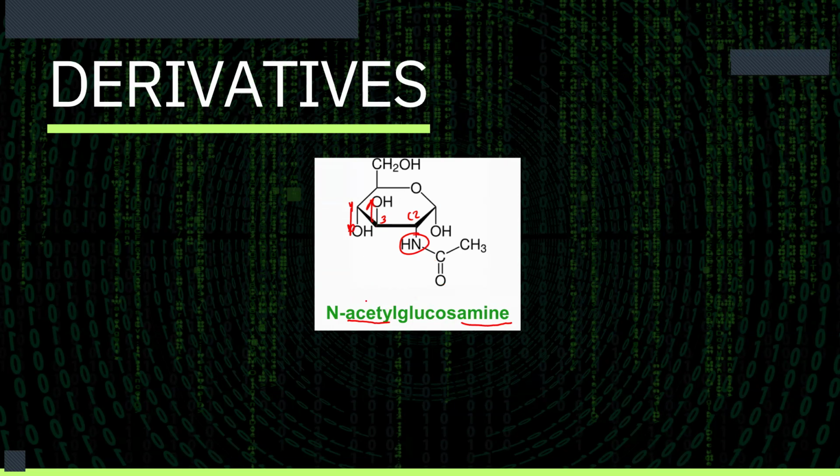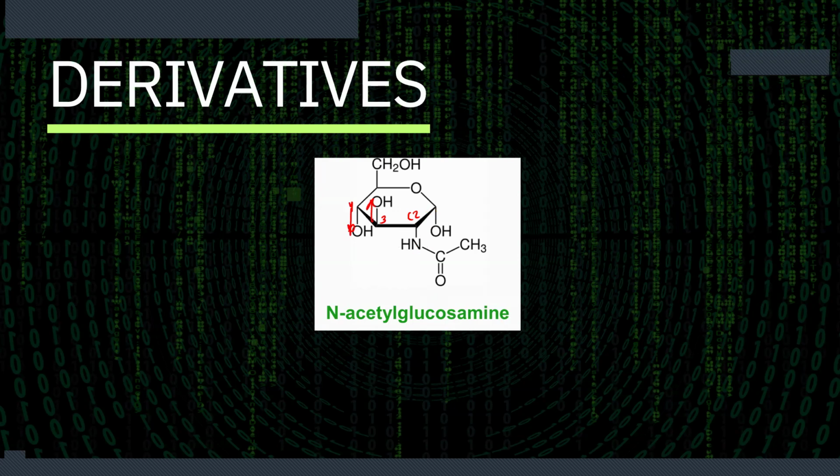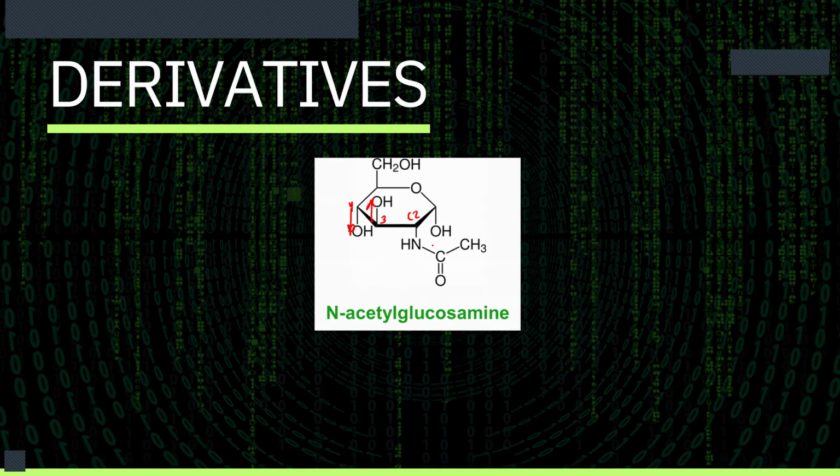Yeah, it's been acetylated. An acetyl group was added to that nitrogen. So what we have is acetylglucosamine, and carbon number 2 is where we have our modification. So this is an example of an amination. Any one of these hydroxide groups is possibly a target for an amination.